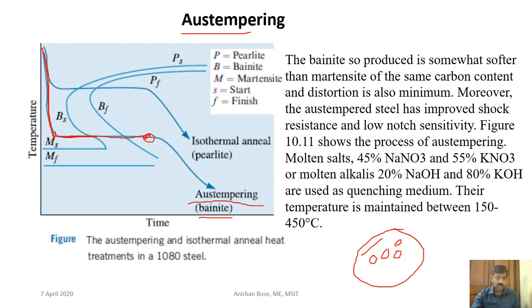For this kind of isothermal transformation, generally a salt bath is used, at around 150 to 450 degrees centigrade, and the sample is kept in that salt bath for a long time so that the bainitic transformation is completed.